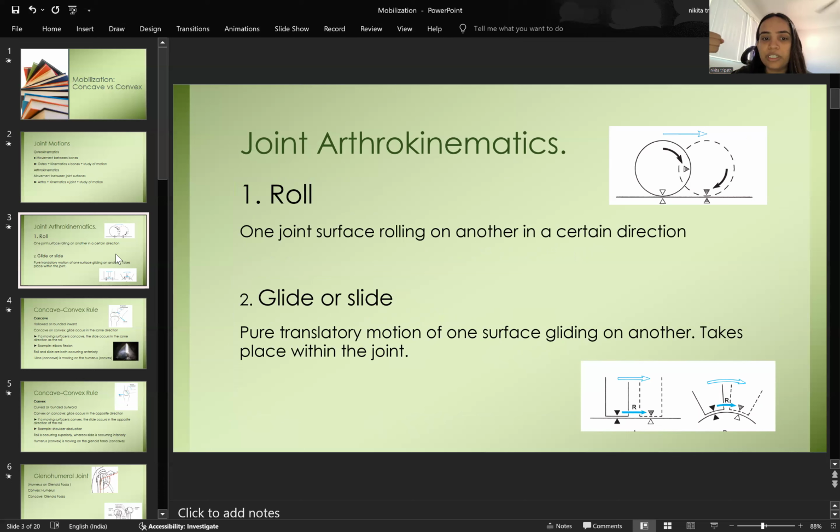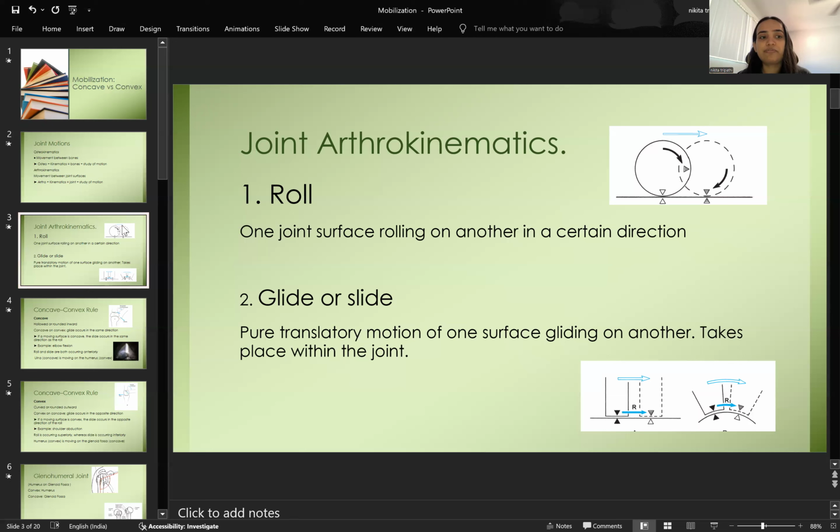First is rolling, second is gliding or sliding. Some books say gliding, some books say this motion is a slide. So rolling, gliding or sliding, and third is spin. What is rolling? As you can see in the image, rolling is one joint surface rolling on another in a certain direction. And what is sliding? Gliding or sliding is a translatory motion in which one surface slides on the other surface. And rolling is one joint surface rolling on another in a specific direction.